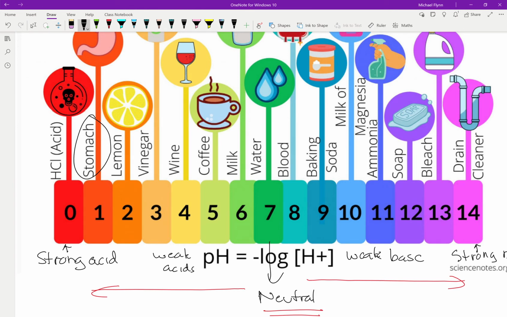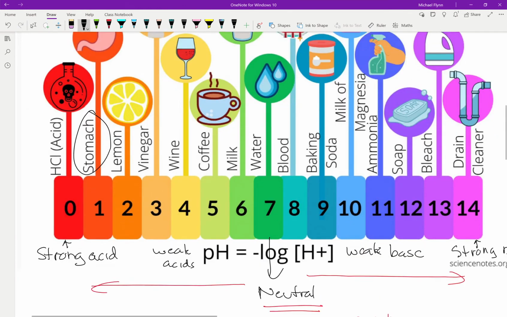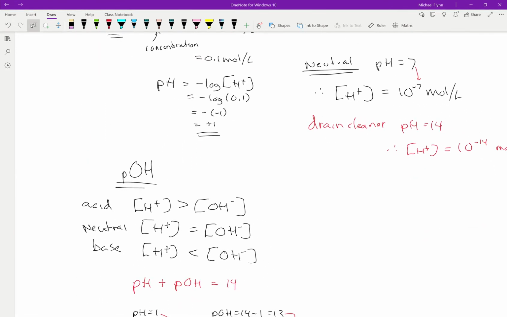But then blood is slightly basic, interestingly. Okay, it has a pH of around 8. Baking soda, pH around 9. Milk of magnesia, which is an antacid. It neutralizes acid, which makes sense because bases neutralize acids, right? So milk of magnesia is 10. Ammonia is a cleaner, it's 11. Soap is 12. Bleach is 13. And drain cleaner is actually a pH of 14. That's a very strong base. So there's your scale, and now you sort of understand what's going on in this scale, right?